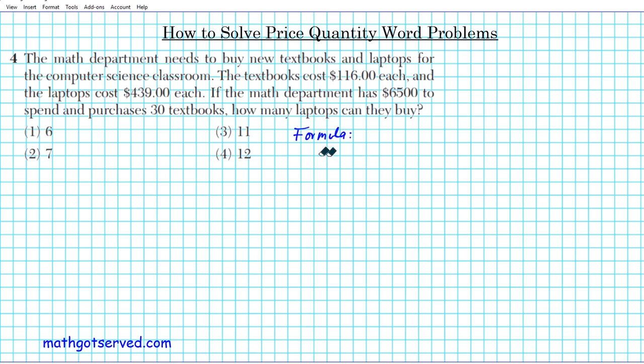Is a cost equation formula. So the formula is total cost is equal to the unit cost multiplied by the quantity. Okay, so we have two unit costs here. Textbooks is $116 each, and laptops are $439 each.